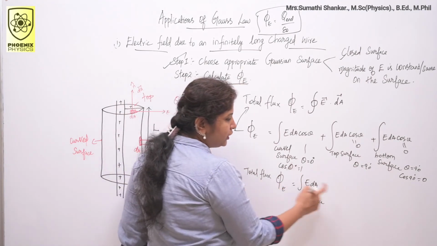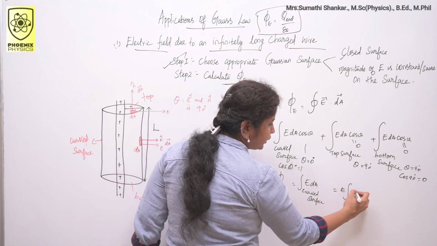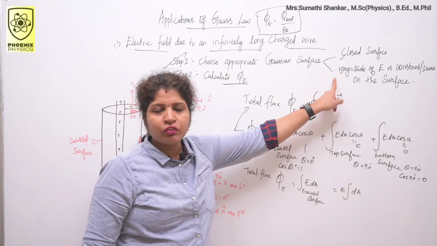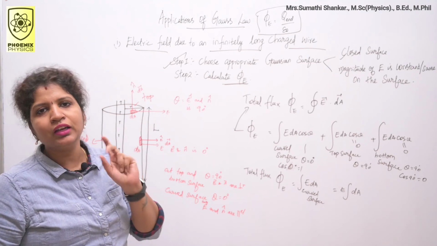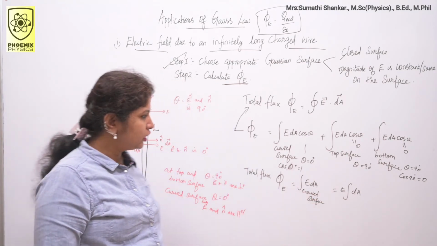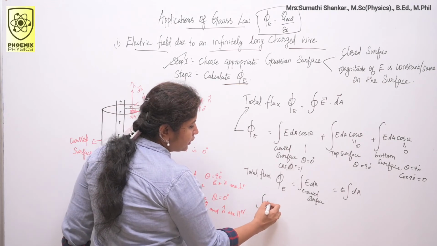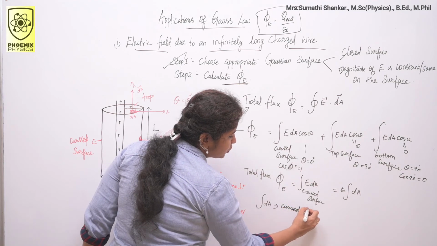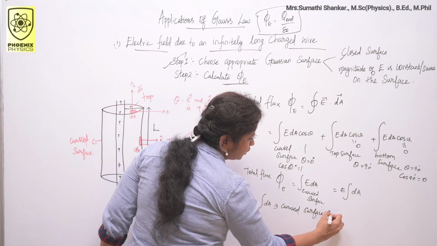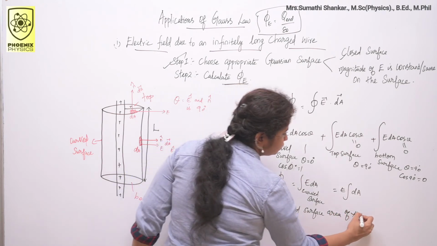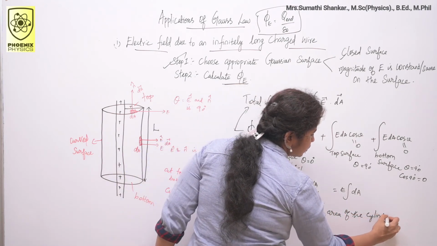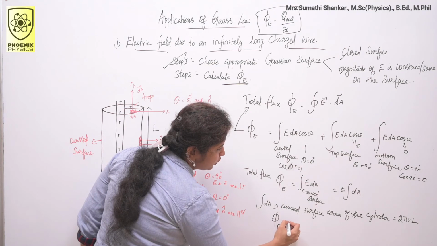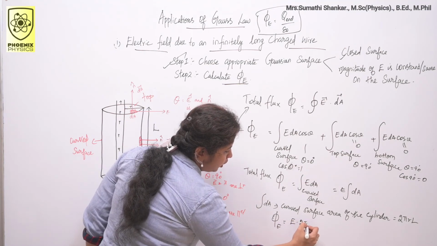Here you know that E is constant. Take it outside: E integral dA. You know that the magnitude of E is constant or the same on the Gaussian surface, so take it outside. So what is this integral dA? This is nothing but the curved surface area of the cylinder, which is equal to 2 pi r L. So phi E is equal to E times 2 pi r L.